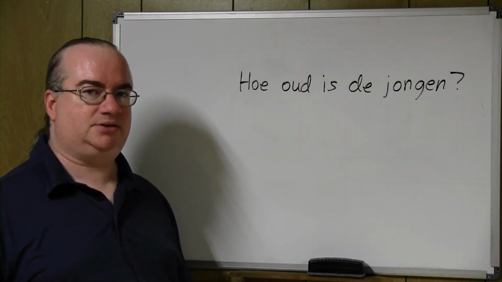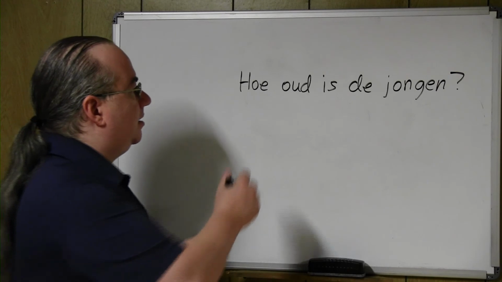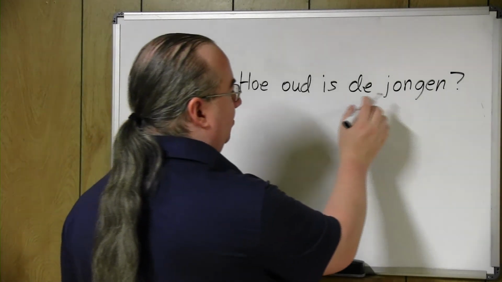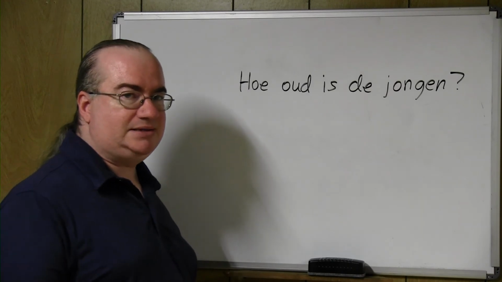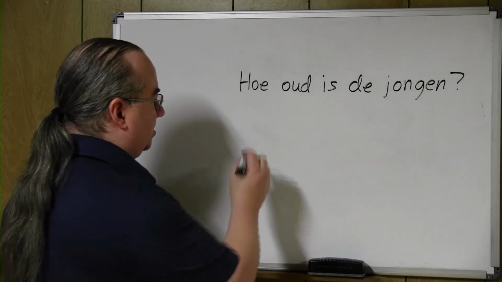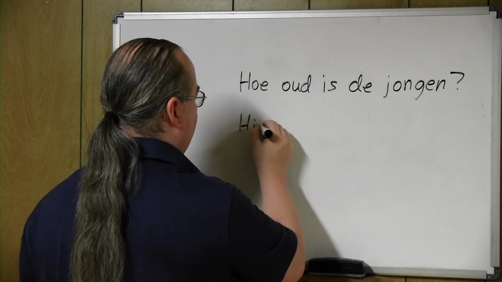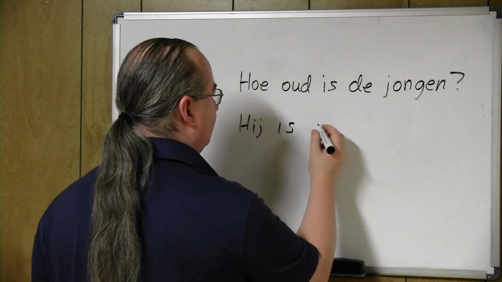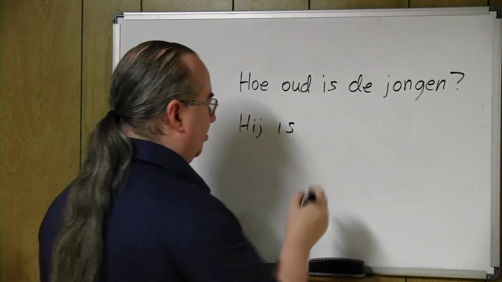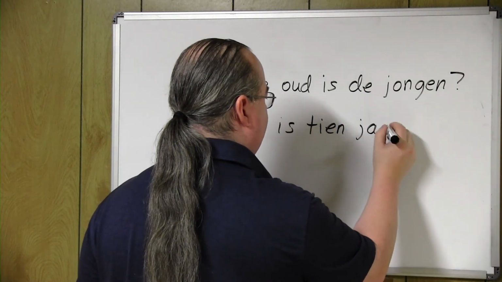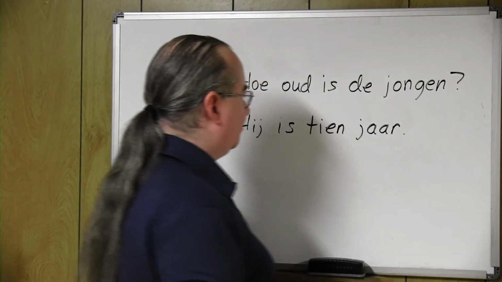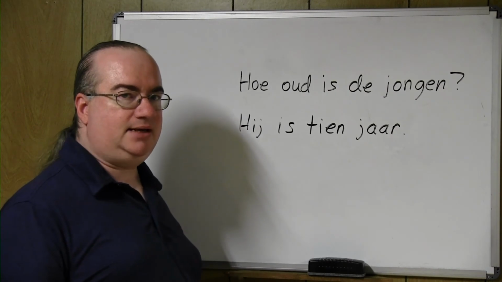Hoe oud is de jongen? How old is the boy? I could say de jongen is, or we could say hij is. And let's say he's 10 years old. 10 jaar. Hij is 10 jaar.